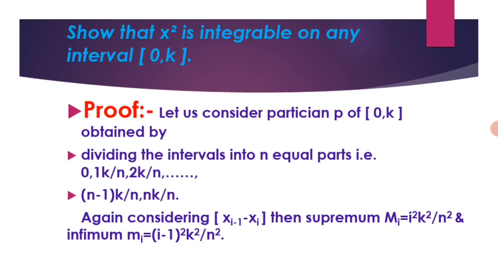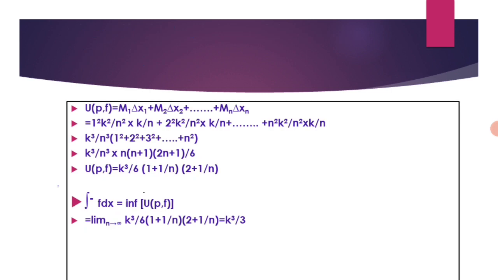Then again, considering the subinterval x_{i-1} to x_i, the supremum value is i square k square upon n square. The infimum value is (i minus 1) square k square upon n square. Then we have to show that the function is integrable. So we have to show the upper integral equals the lower integral according to the Riemann criteria.